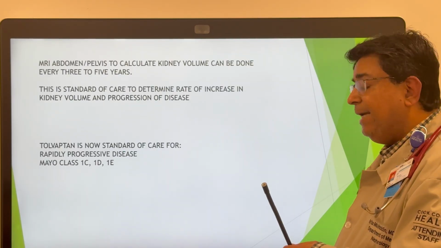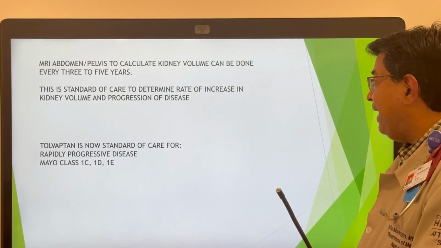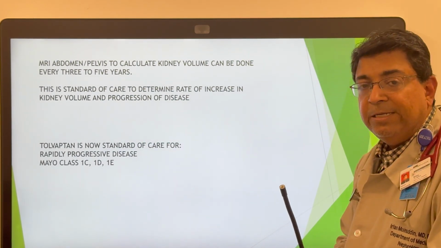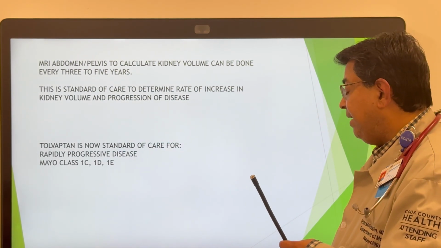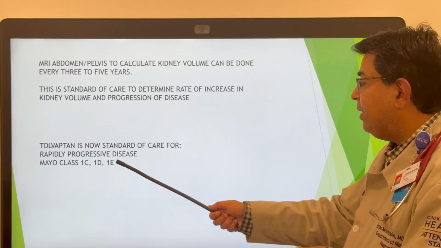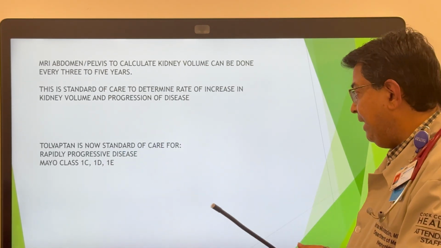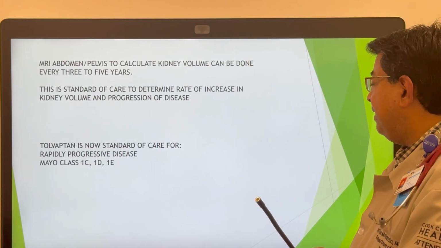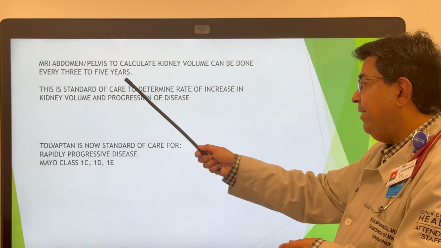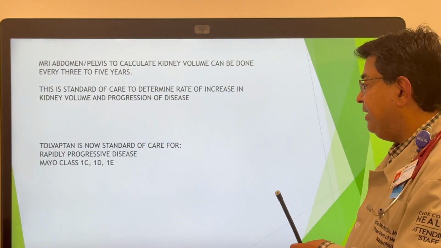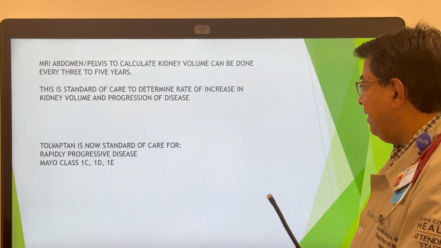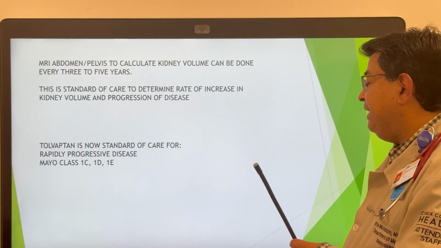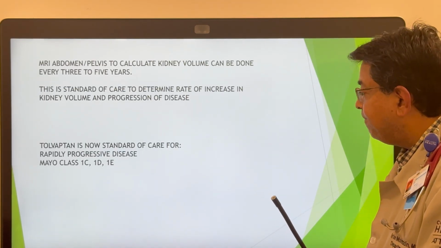So you should get an MR of the abdomen and pelvis to calculate kidney volume to determine if tolvaptan is appropriate. Tolvaptan is now recommended in patients with Mayo Class 1C, 1D, or 1E. And after doing the first MRI, it typically can or should be repeated every 3 to 5 years to determine that in fact you have mitigated or prevented or decreased progression of disease. Next slide.